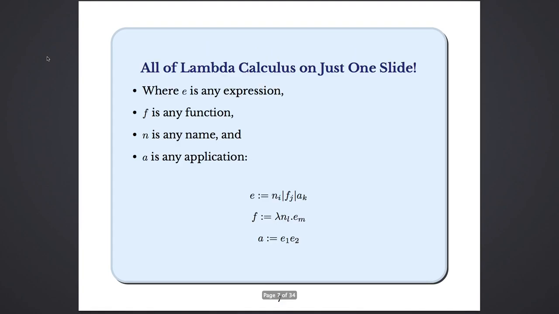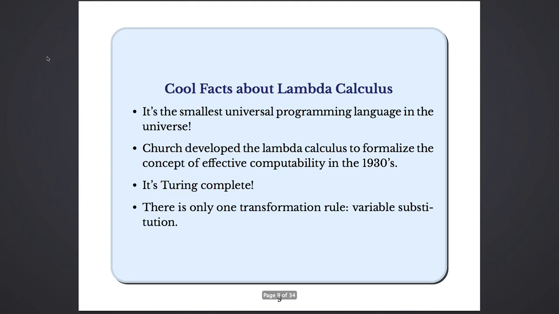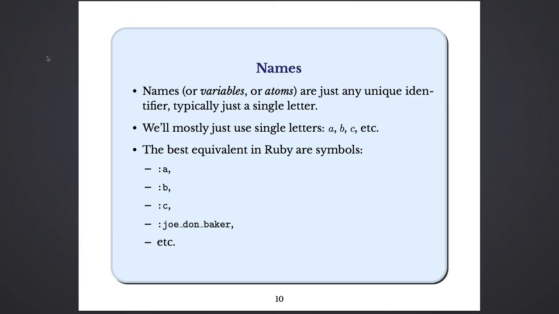So if we go back to this slide, you see it's basically just three definitions: what an expression is, what a function is, and what an application is. An expression is either a name, a function, or an application, right? Well, let's talk about names. Names are the easiest part. It's basically just like a symbol in Ruby. And because mathematicians can't agree on how to talk about things, names have other names. Among those names for names are names, variables, and atoms. Tokens are also used, and you'll invariably run into a few more. That's the way we do things. So symbols in Ruby are basically an analog to names in lambda calculus.